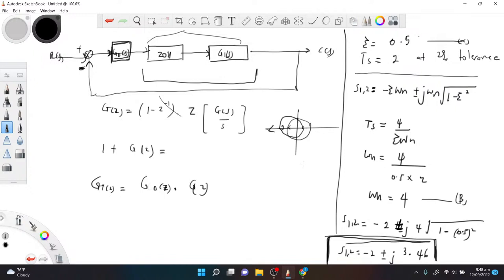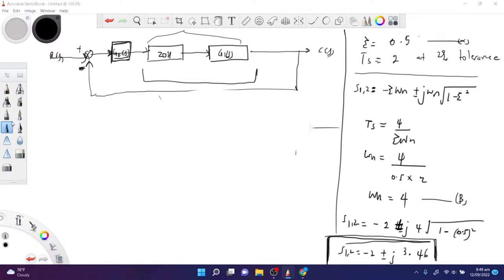Now we are working in the Z domain. To know if the compensator will work or not, you have to first find a ratio. So in this question, I gave you this: take the sampling period to be 0.2 seconds. So I can find my sampling frequency as well.